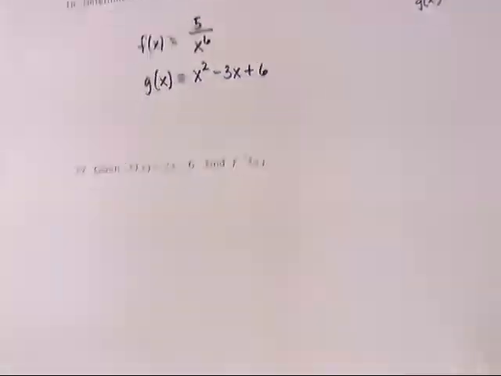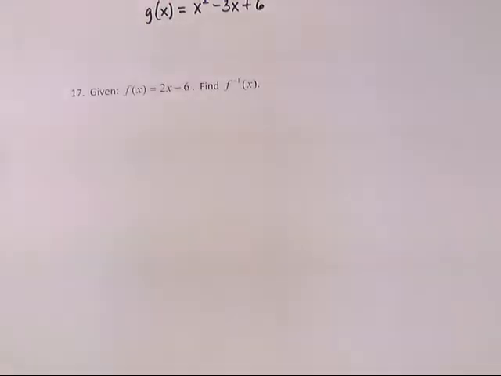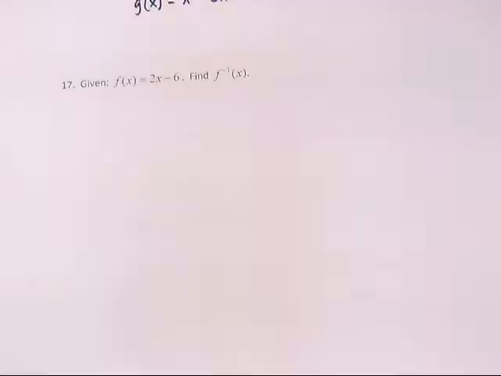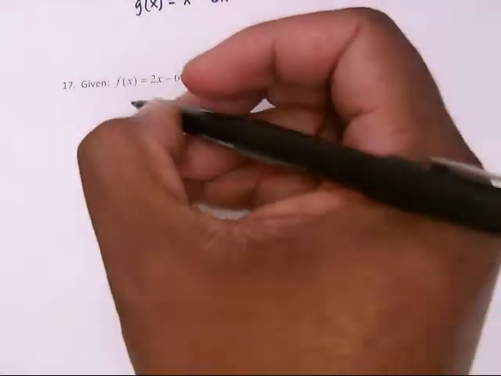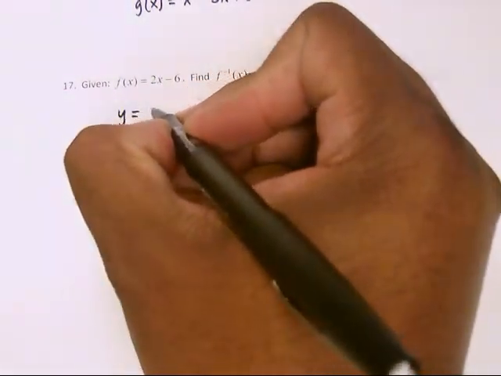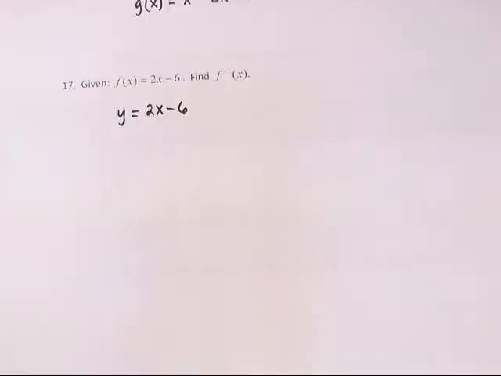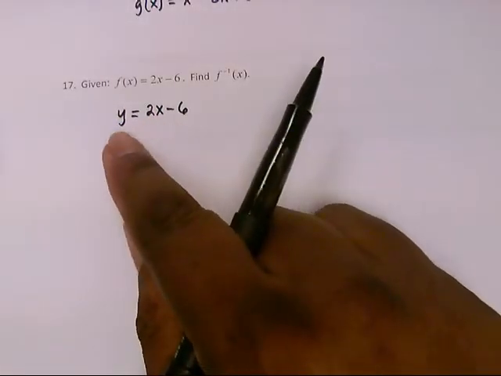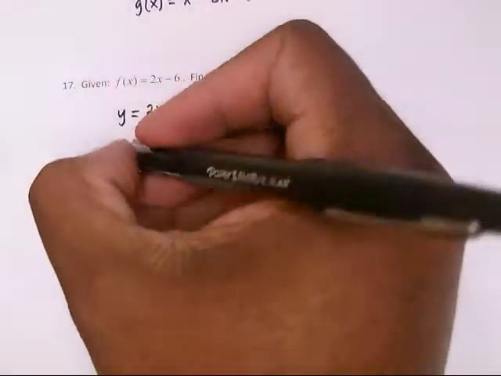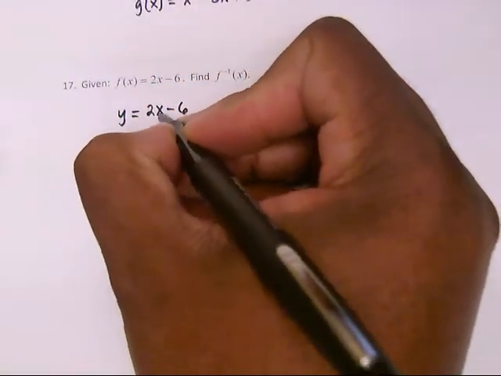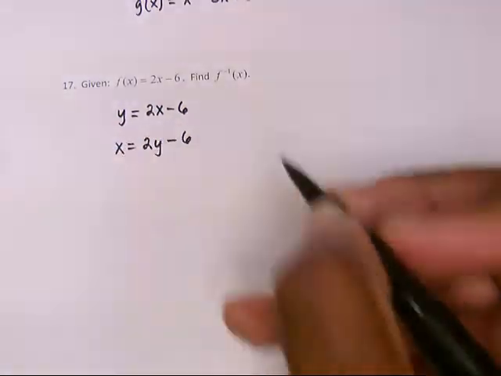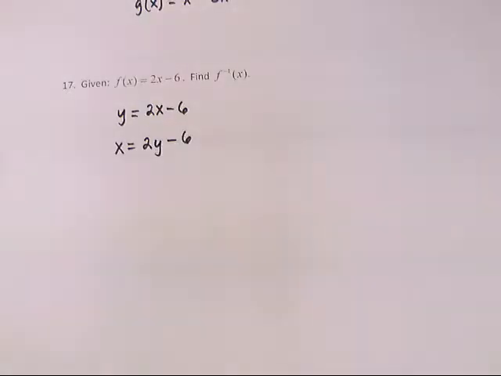Number 17. You got the function f of x equal to 2x minus 6, and we want to find f inverse of x. The first step is to replace your f of x with the y. So here we're going to have y is equal to 2x minus 6. The second step would be to interchange x and y. In other words, your y becomes x and your x becomes y. So here, this y will be your x, so this will be x is equal to 2 times y minus 6. So I get x equal to 2y minus 6.